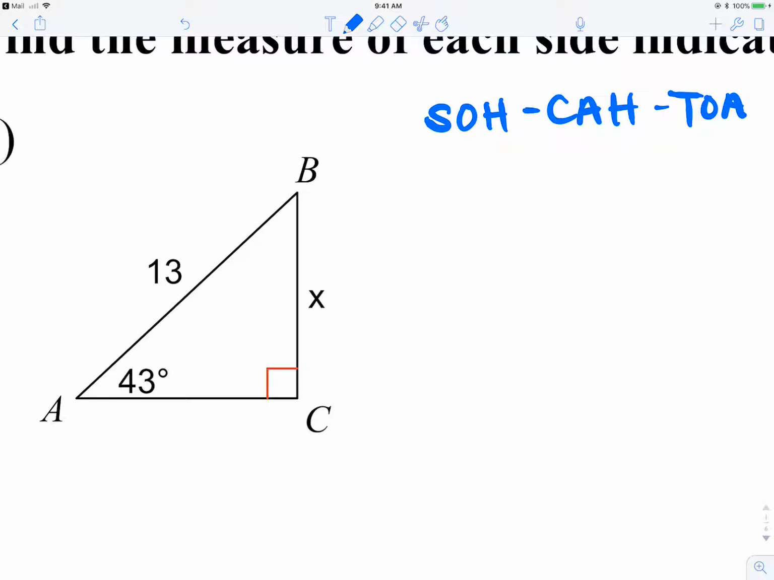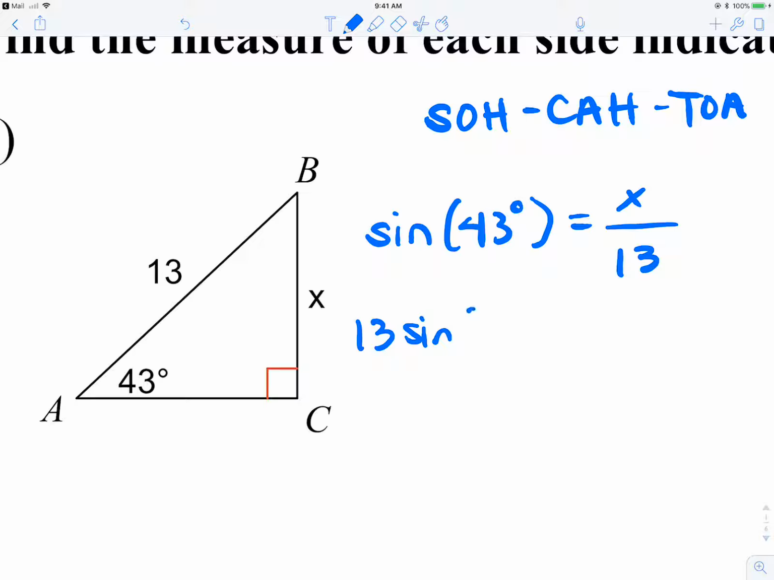Because we are given the hypotenuse, we're going to want to use sine to help us solve for side x. So sine of 43 degrees is equal to opposite, which is x, over the hypotenuse, which is 13. Then we can use a property of equality and multiply both sides of the equation by 13. So we get x is equal to 13 times sine of 43 degrees.